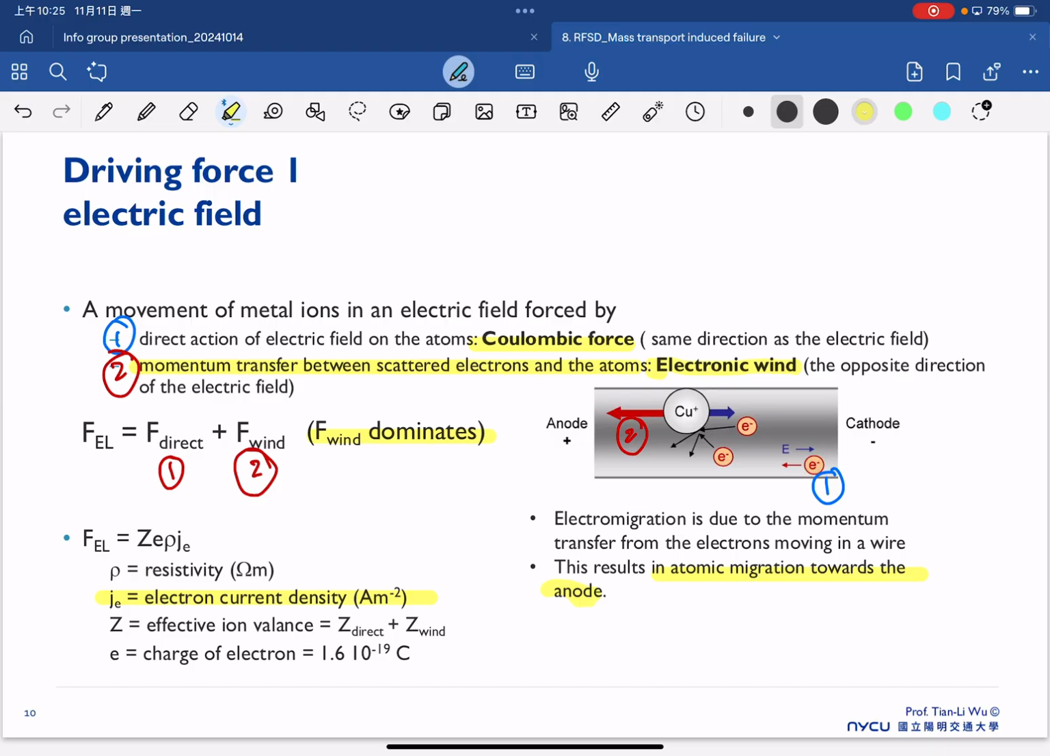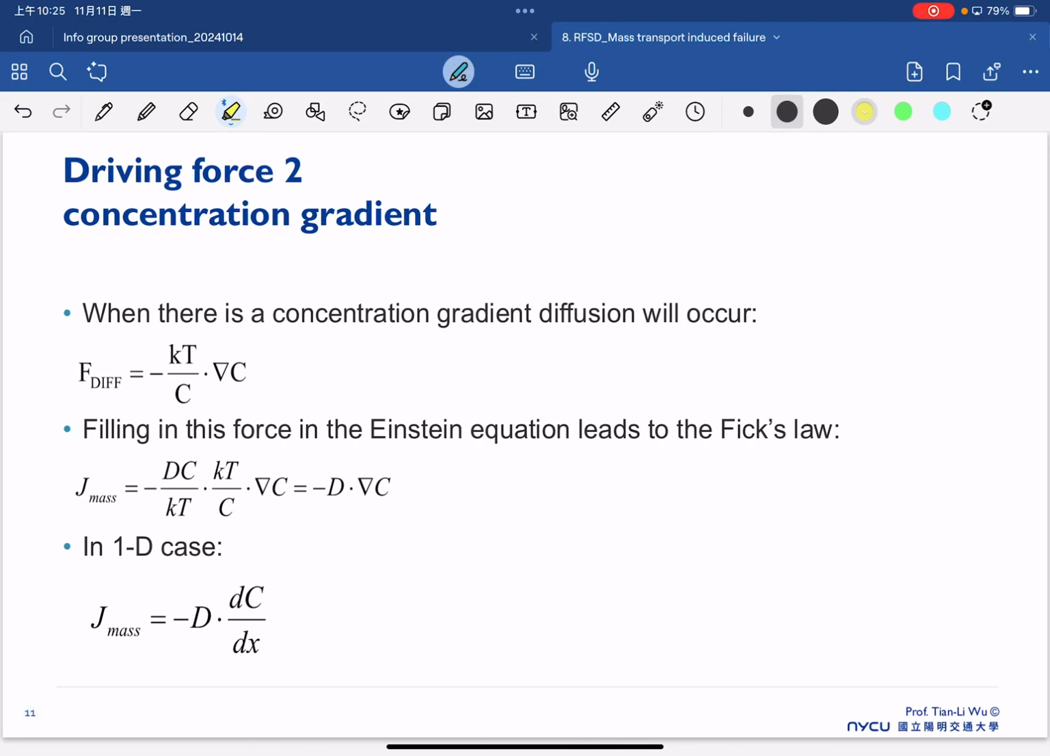And the second one is the concentration gradient. We already understand that when there is a concentration difference between one place and another place, diffusion will always occur. So our diffusion force can be expressed by this times the concentration gradient. That's a very basic equation. Whenever we talk about diffusion, we always consider the same equation like here.